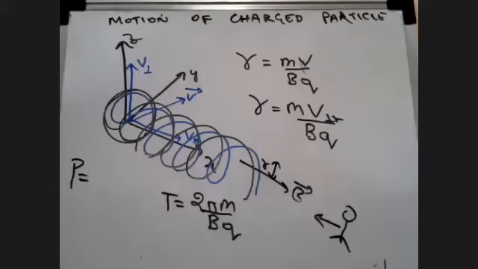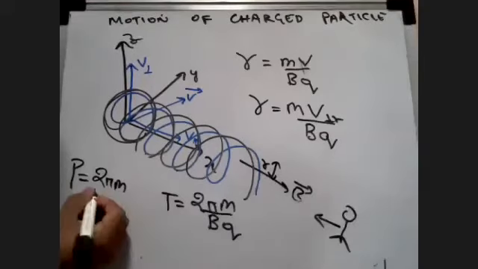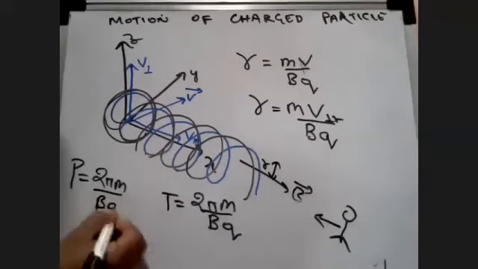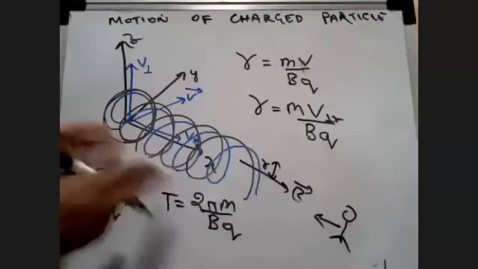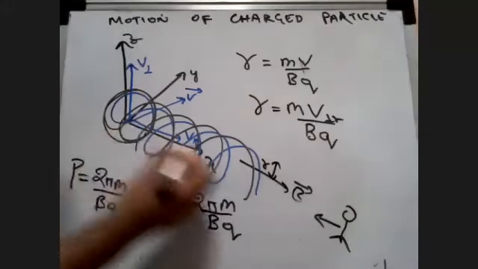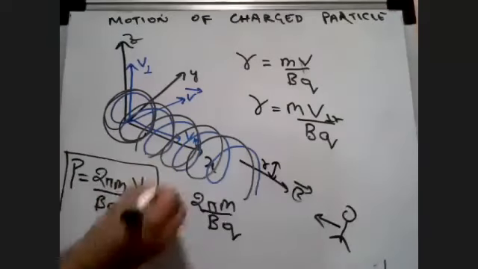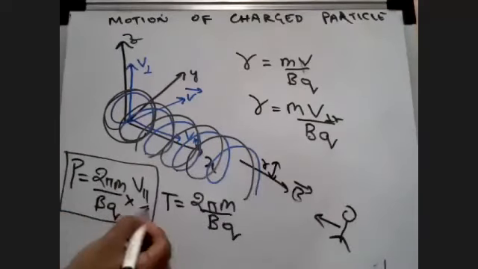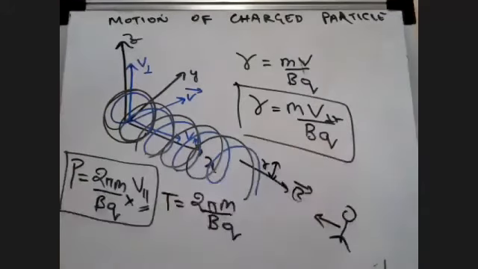P is equal to what? 2 pi m, basically the formula of this time period itself, bq, into the component which is causing the pitch, and that is v parallel. So I hope you understand what type of component is used in pitch and what type of component is used to calculate the radius of the helix. These two are very important concepts.